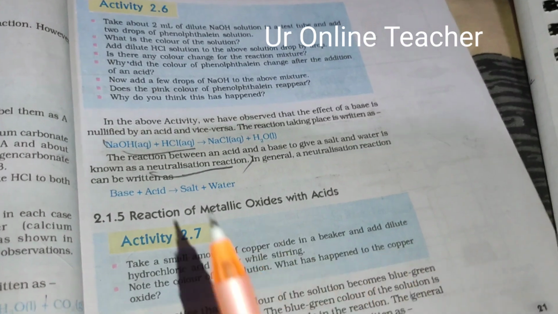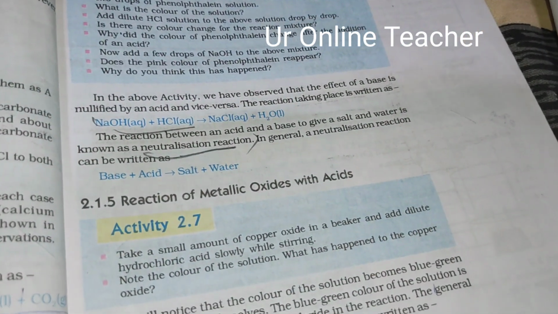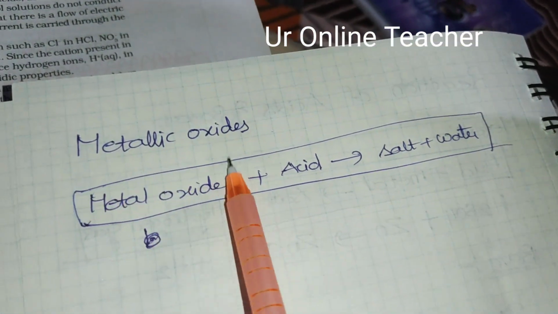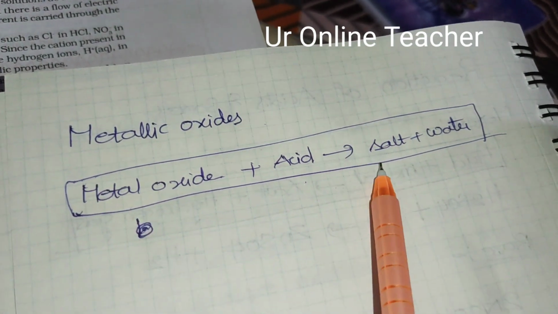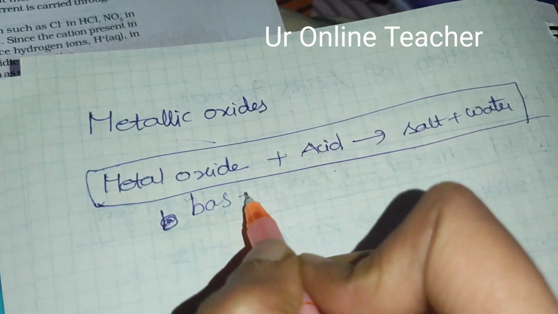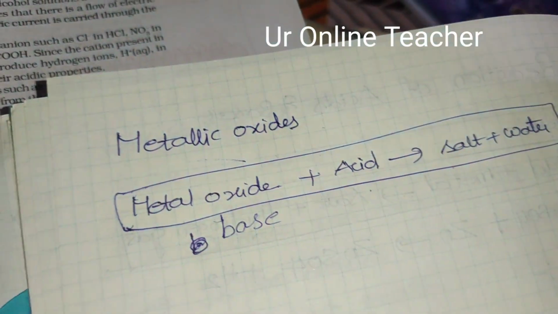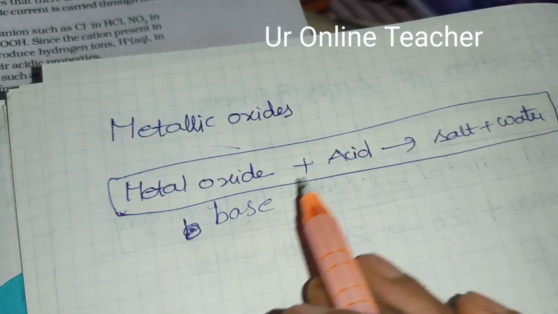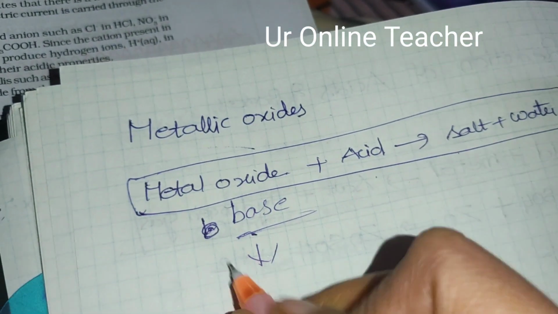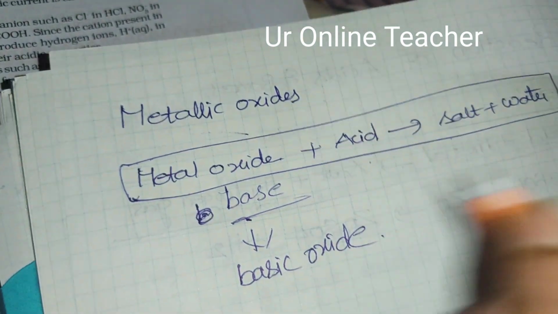Then, reaction of metallic oxides with acids. When metallic oxides react with acid, then salt and water are formed, as the metallic oxide is acting like a base. Like in neutralization reaction, base plus acid is equal to salt plus water. Same in this case also, metallic oxide reacts with acid to give salt and water. It is called a basic oxide. Metallic oxide is also called basic oxide.